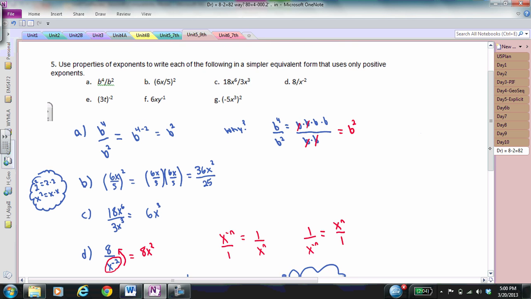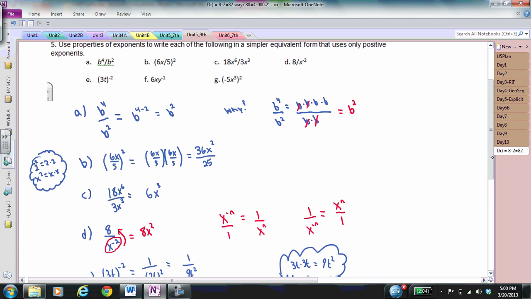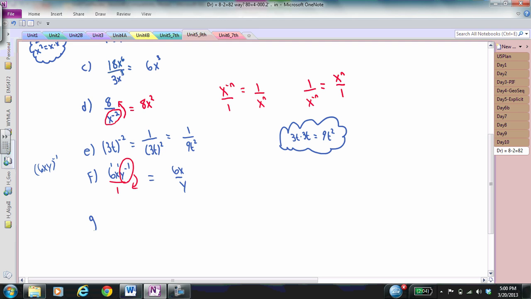Now last one, we've got negative 5x cubed, squared. So again, what does it mean to square something? We multiply it by itself. Negative 5x cubed times negative 5x cubed. Negative 5 times negative 5 is 25. X cubed times x cubed is x to the 6th. And that's it for this video.